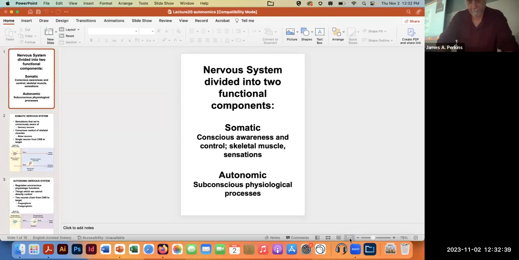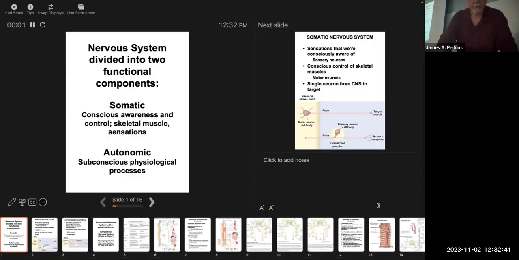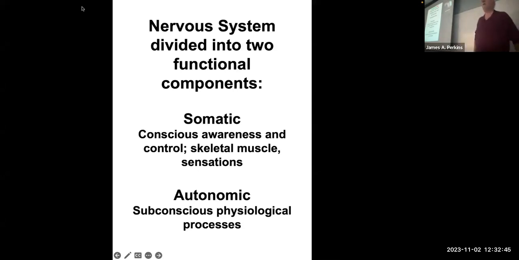There's more people. Yeah. Is anyone in here that's not supposed to be here?